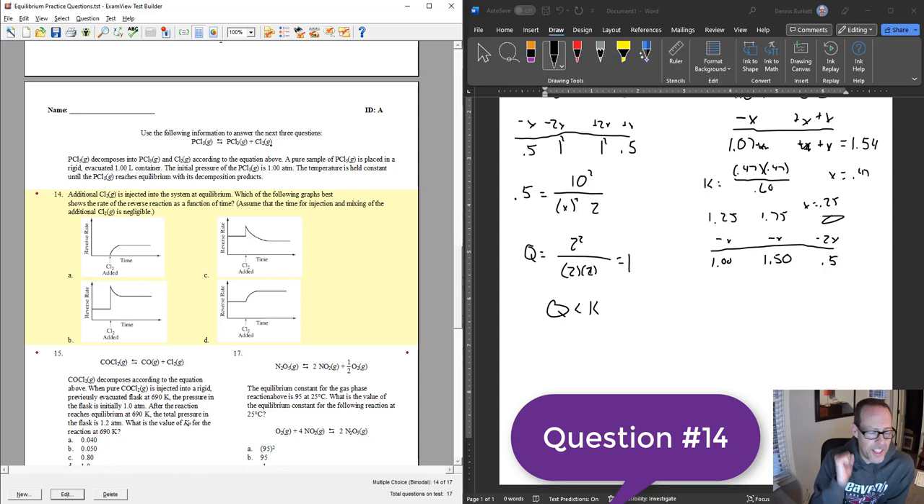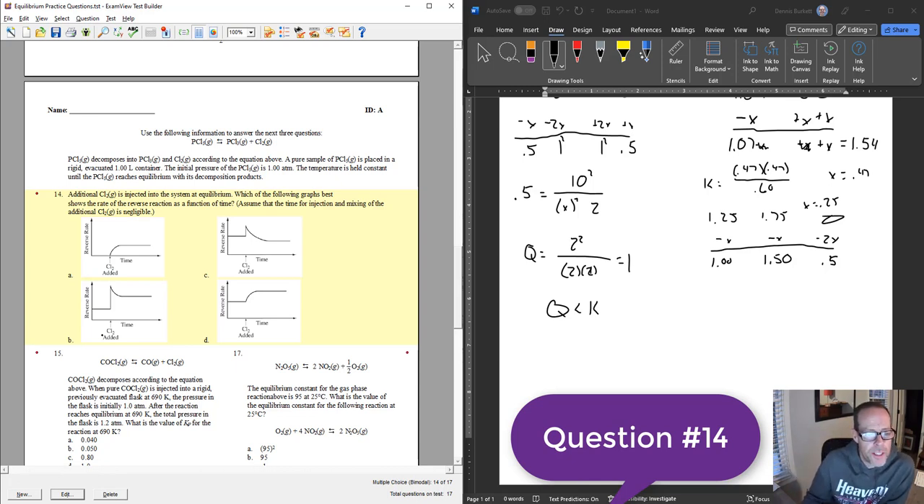So if I just inject some chlorine in with like a syringe, the pressure of the chlorine, or the concentration of the chlorine, either way, is going to spike immediately. So it's neither A nor C. It's not going to go up gradually. If I inject it, it's going to go up really quickly. Notice B and C both have that immediate input of concentration or pressure.